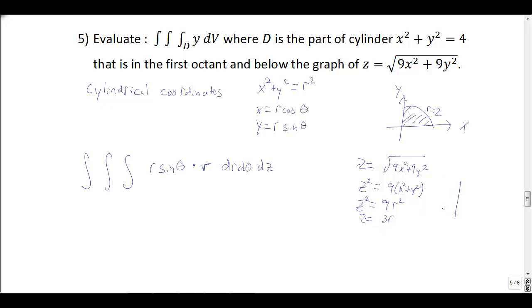So if I graph this in the zr plane, I get a line through the origin, something like that, and I'm going to basically rotate that around z. That's going to give me a cone. It's just part of the cone above this quarter circle in the xy plane. So it's beneath the cone, above this.